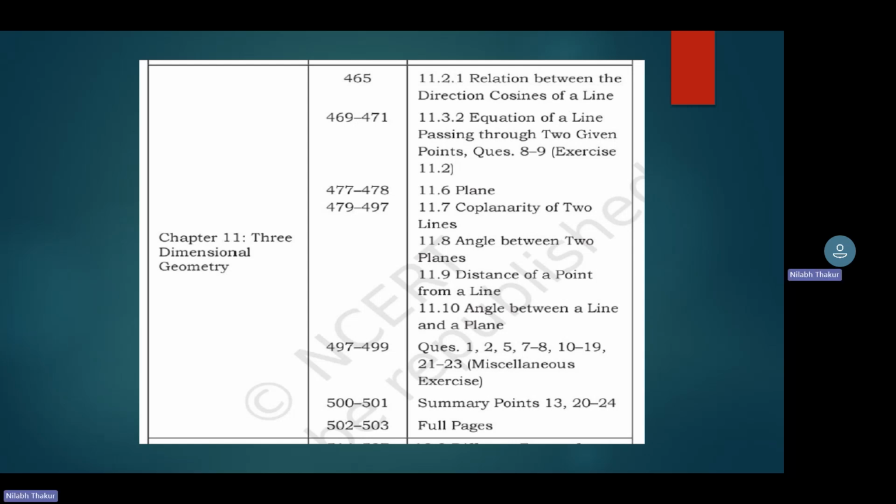Page number 477 to 478, 11.6, plane is deleted. Angle between two planes will not be asked. Distance of a point from a line, angle between a line and plane will not be asked. Shortest distance, you will not be asked to find the equation when the coordinates are given. This will not be asked, but you can apply the determinant formula to find the shortest distance.